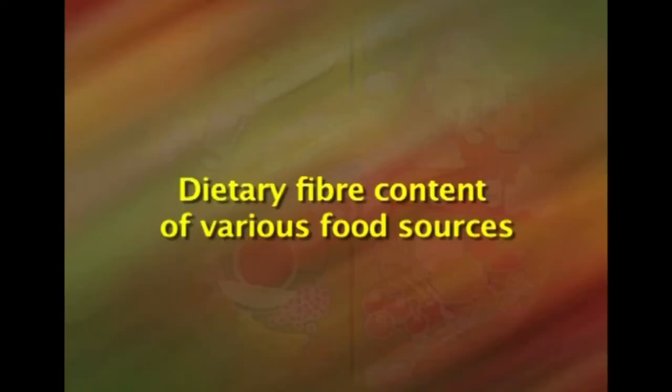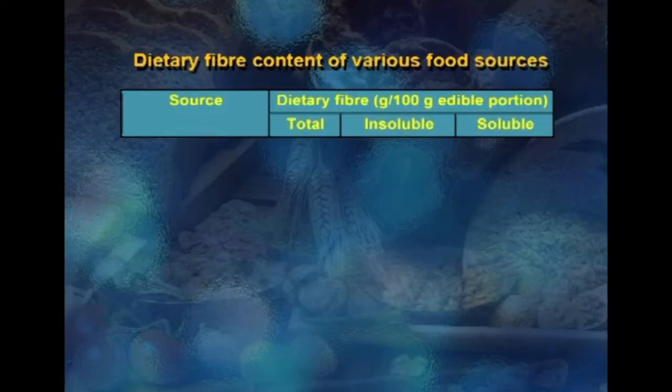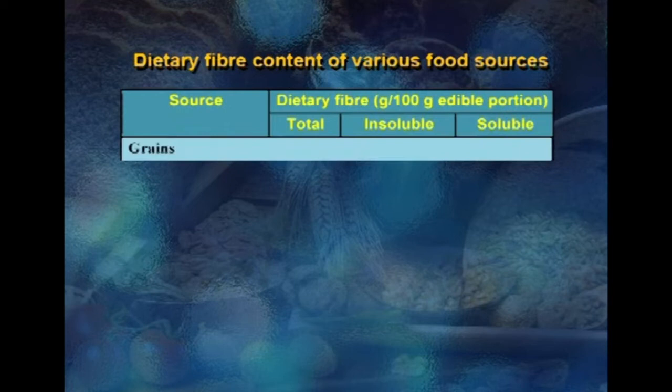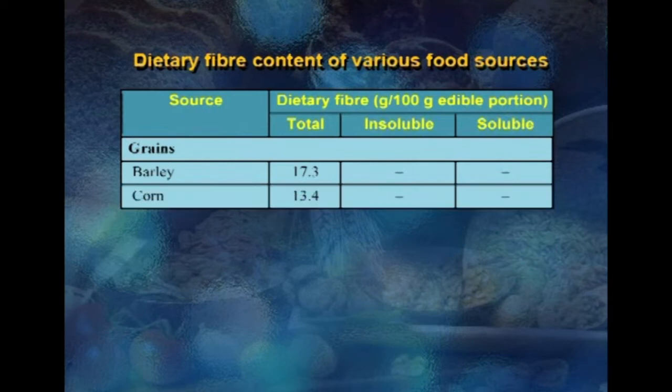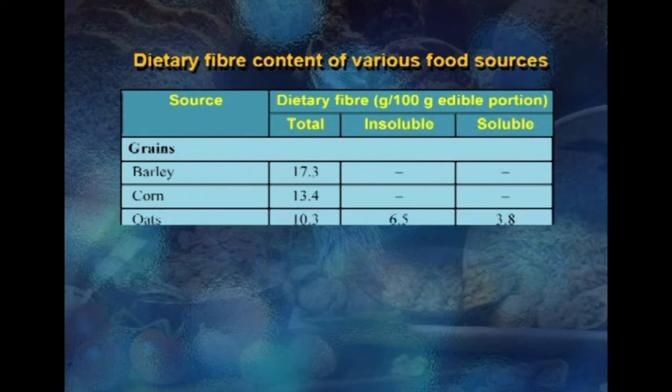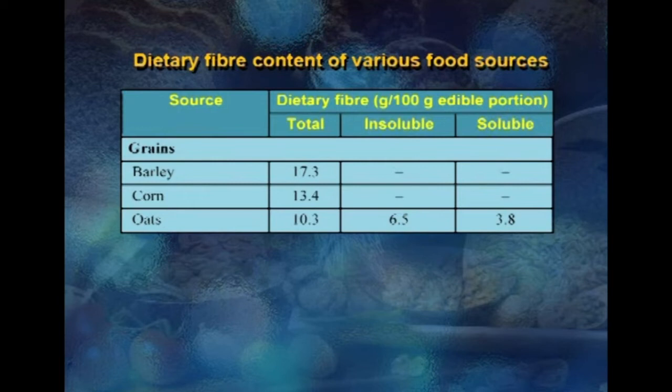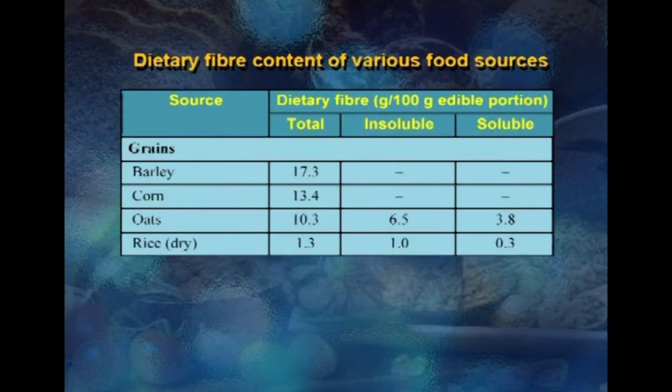Now let us see the dietary fiber content of various food sources. To start with, the dietary fiber content of grains. The first one is barley, which has got 17.3 grams for every 100 grams of edible portion. Corn has got 13.4 grams of dietary fiber for every 100 grams of edible portion. Oats has got 10.3 grams of dietary fiber with 6.5 grams of insoluble and 3.8 grams of soluble fiber. Rice has got 1.3 grams, which indicates rice is a poor source of dietary fiber.